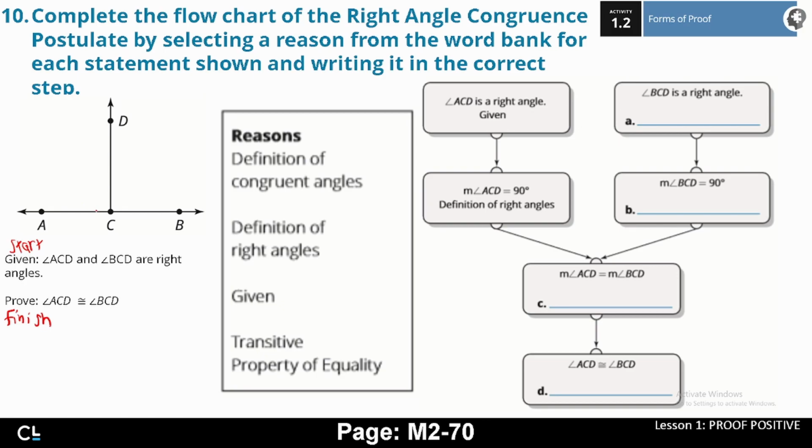So what I'm going to do is mark that off. Boom. This is a right angle. That's a right angle. And what do we want to prove? We want to prove that ACD is equal to BCD. Super simple. This is a very simple proof.